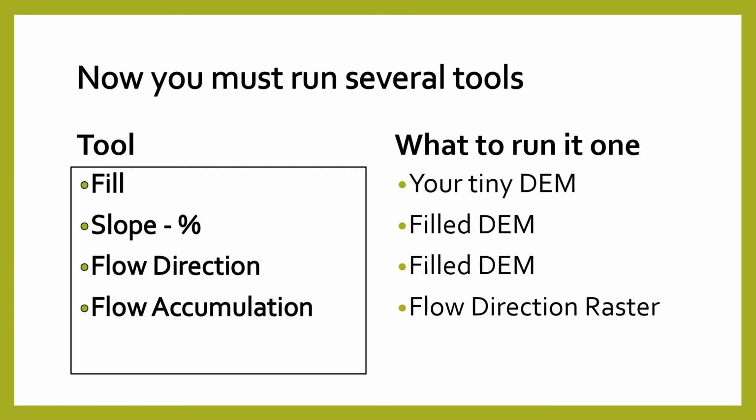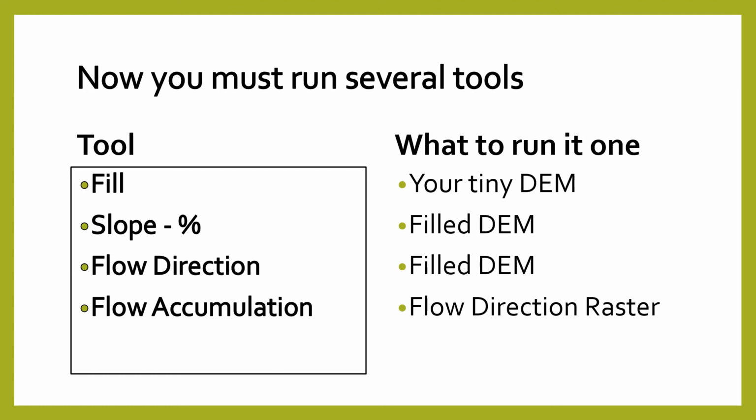So once you've made this new tiny DEM, there's a handful of tools that you're going to need for the other two layers. And here's what you're going to do. On the left is the tool, on the right is what you're going to run it on. Starting with the Fill tool, you're going to take your tiny DEM that you made and run the Fill tool, and it's going to go through and identify any sinks or low spots or depressions in your DEM and fill them up so that they all drain somewhere. Once it's done that, you'll now have a filled DEM.